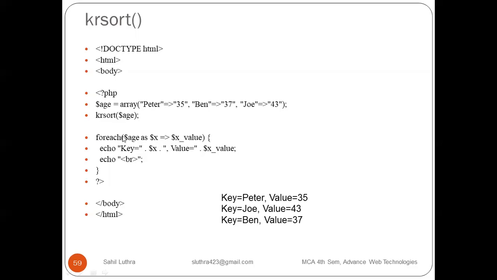After that, the next step is, here we are using the foreach loop, and after that we are printing the value, and at last we are using the break tag. So this is how we can use different kinds of methods or functions to sort our array. Okay, so this is all about today's class.